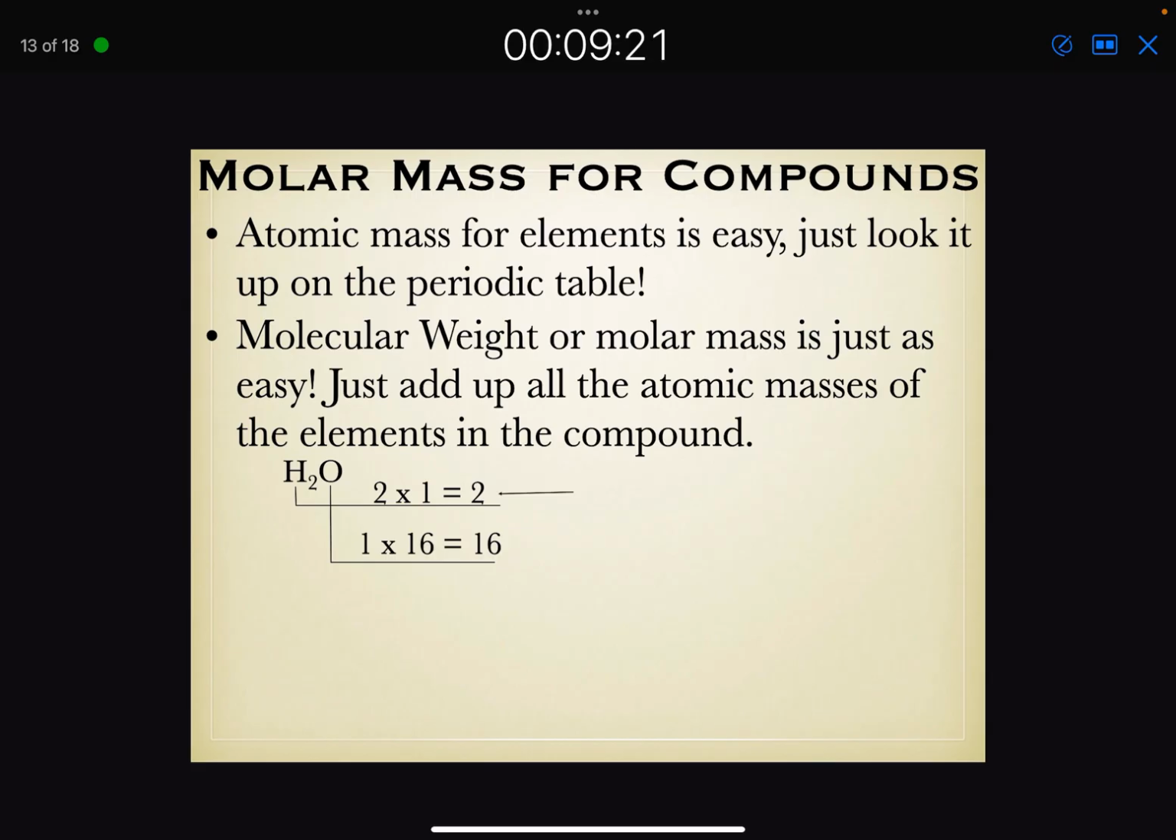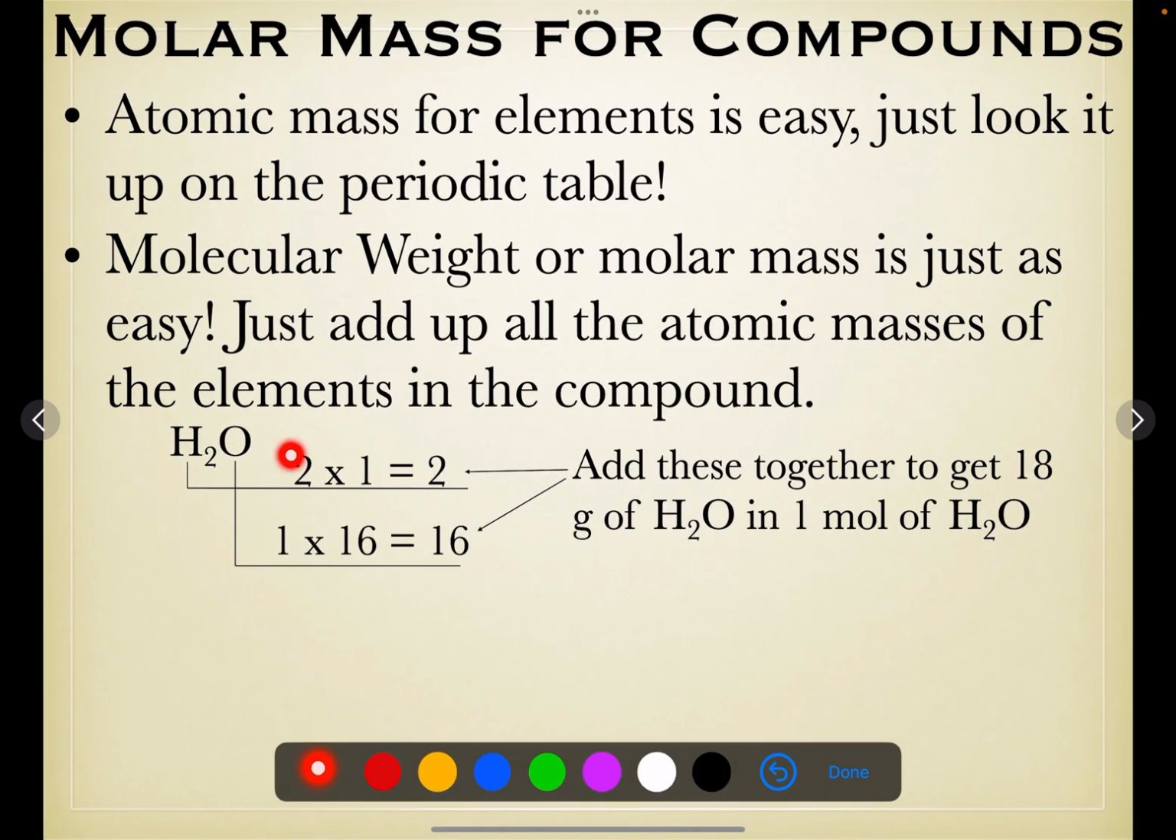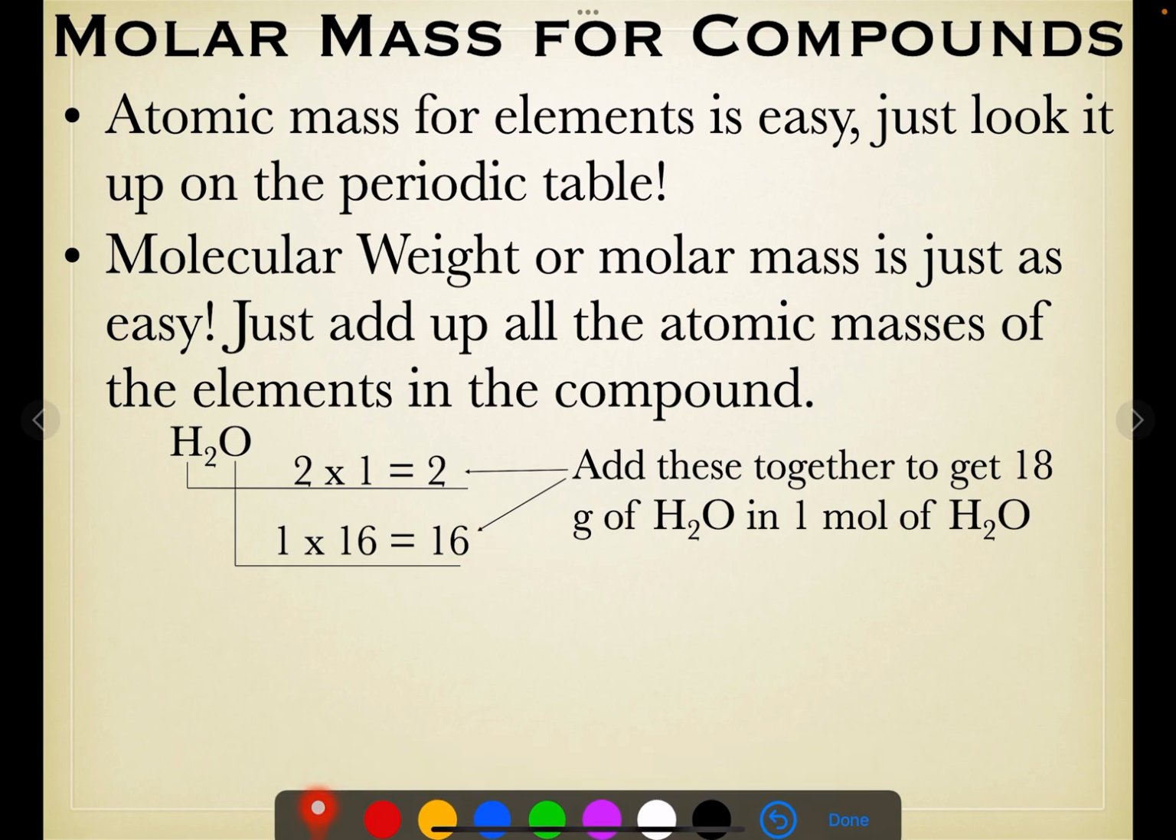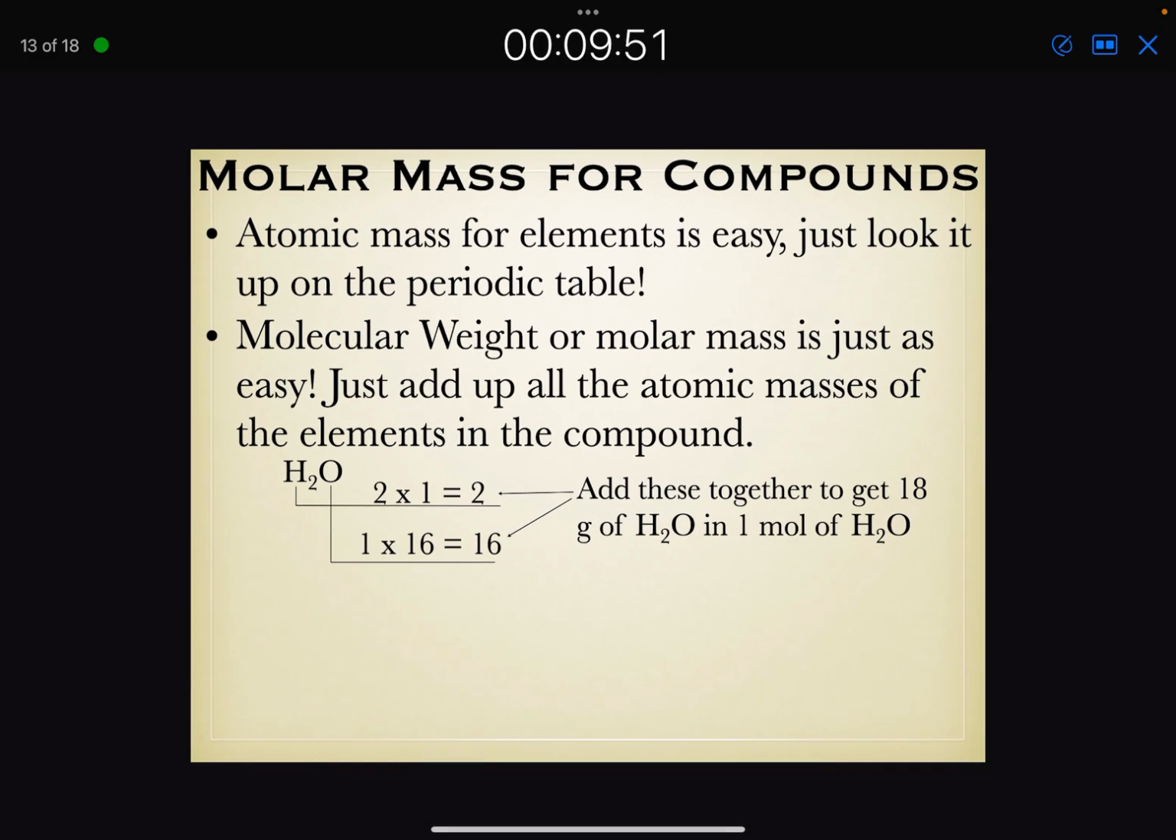2 and 16, okay, add these together to get 18 grams of water is equal to 1 mole of water. So individual elements, the amount of that element in your compound, so the 2 there, this is the molar mass from the periodic table. Multiply them, get your total, and then add them up, and that gives you your molar mass for that compound. So another one, calcium carbide, sorry.